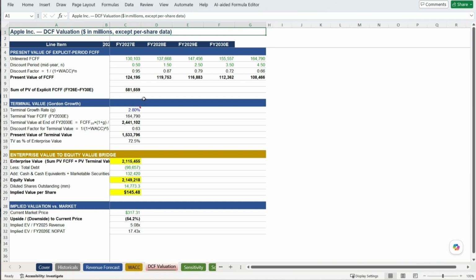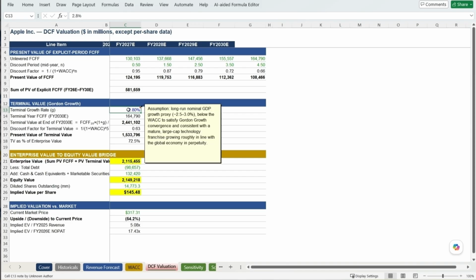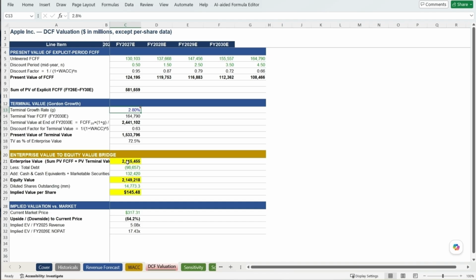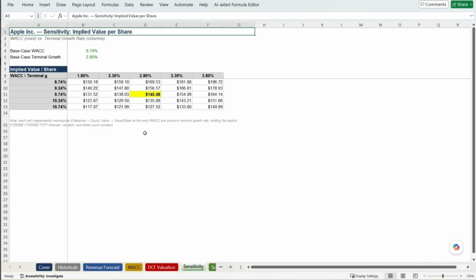Then we go to DCF valuation, where it starts with the free cash flows to firm and then does the discounting, calculates the terminal value. So terminal growth rate is 2.8%. So assumption is that long run nominal GDP growth proxy is 2.5 to 3%. So it's taken 2.8%. And then we have the enterprise value calculation. The debt is deducted, cash and cash equivalent is added to get the equity value, divided by number of equity shares to get the implied value per share. In sensitivity analysis, we have the sensitivity to WACC and the terminal growth rate.